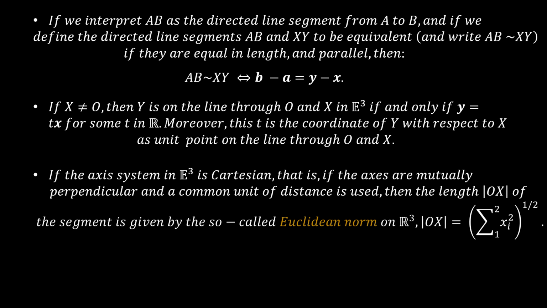So if the axis system in E3 or Euclidean space is Cartesian, that is, if the axes are mutually perpendicular and a common unit of distance is used, then the length from O, the origin, to the point X in space, that segment has a length that is called the Euclidean norm on the vector space R3. Therefore, OX is considered as the cumulative sum of the squares of the coordinate points and then the square root of that cumulative sum, and that is called the Euclidean norm.